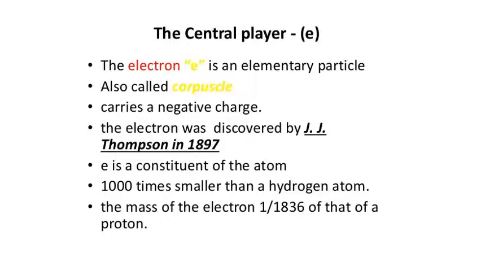The central player is the electron. In electron microscopy, there is the central role of the electron. You know that the electron is an elementary particle of matter. It is also called a corpuscle. It carries a negative charge, and it was discovered by J.J. Thomson in 1897. The electron is a constituent of the atom. It is 1,000 times smaller than a hydrogen atom, and the mass of an electron is 1 over 1836 times that of a proton.